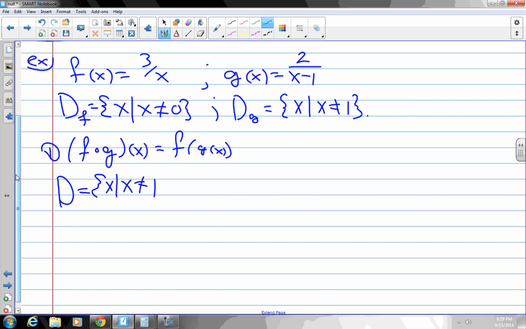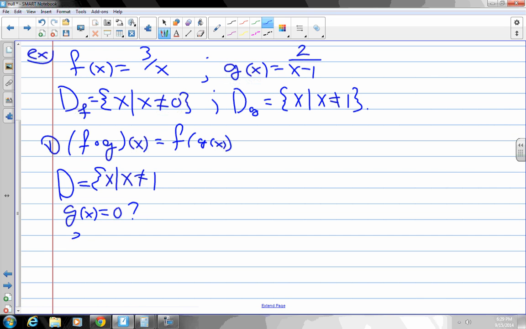So we have to solve an equation. Well, does g of x ever turn into 0? Because whatever solutions to this equation, we'll have to exclude them from the domain of the composition. So g of x is 2 over x minus 1 equals 0. Right? That's what g is. How do you solve such an equation? If you have a denominator, what should you do? Multiply by it. So multiply both sides by x minus 1. So that becomes 0. That cancels. So 2 equals 0, right?